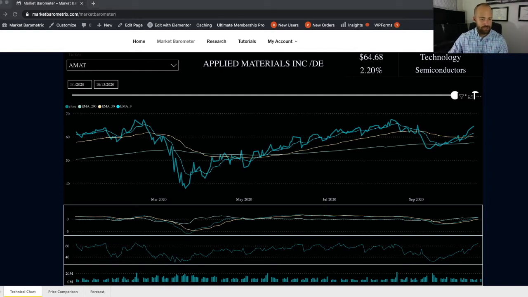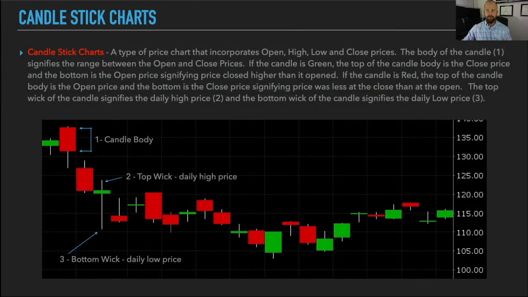Now, one more type of chart that I want to talk about before we close up this video is candlestick charts. We are still in development of our candlestick charting functionality here in the Market Barometer, but I don't want to skip over this because this is one of my favorite types of charts to utilize, and we're going to be incorporating this into the Market Barometer in the not so distant future. So candlestick charts go a step further than your basic line chart, and they provide the open, high, low, and close prices all in one glimpse.